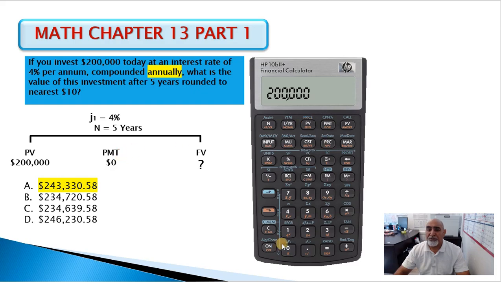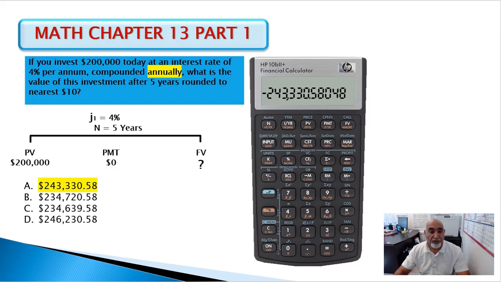PMT is 0. And at the end, FV comes out to be 243. Don't worry about the negatives at this time. Think about what this question is saying. You invest $200,000 today. How much will you have in 5 years? Well, if you invest 200, there'll be 243,000.